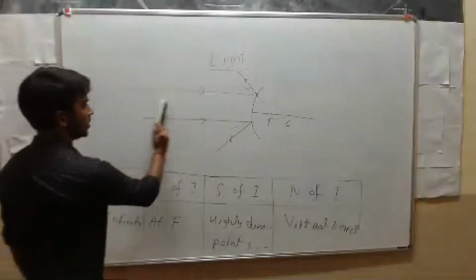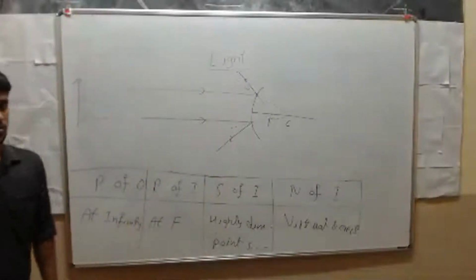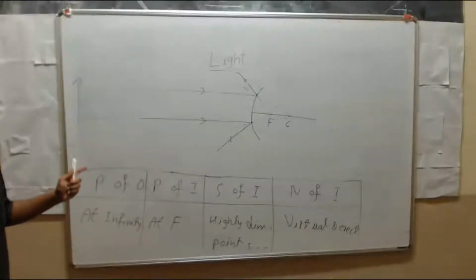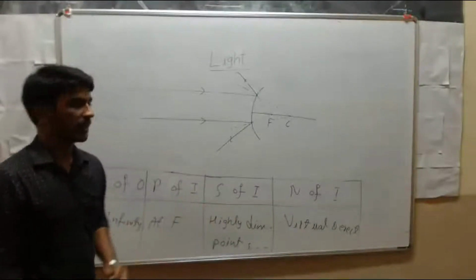Next, if you place a screen over here or anywhere, you won't get a real image. So that's why the nature of the image is virtual and erect.